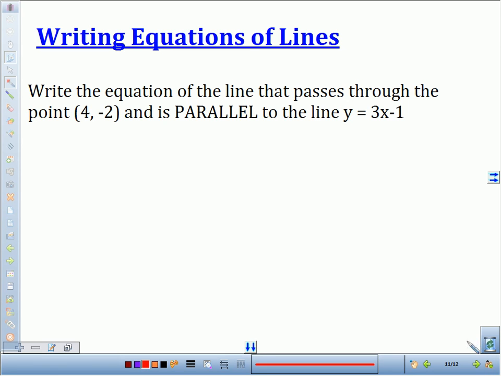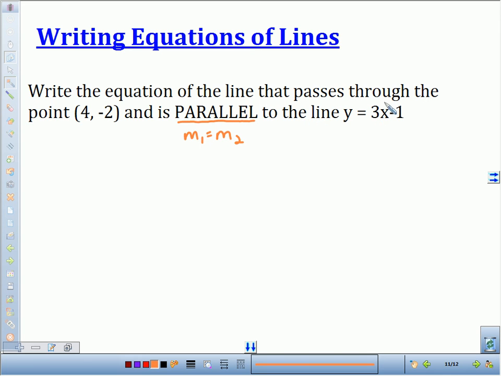All right, the last situation that we might run into is one where we're given a different kind of information. In this case, for instance, we're not told what the slope is, but we are told that it's parallel to the line y equals 3x minus 1. Well, we should know from one of the earlier sections that if two lines are parallel, that means the slope of the first line, m1, is exactly equal to the slope of the second line, m2.